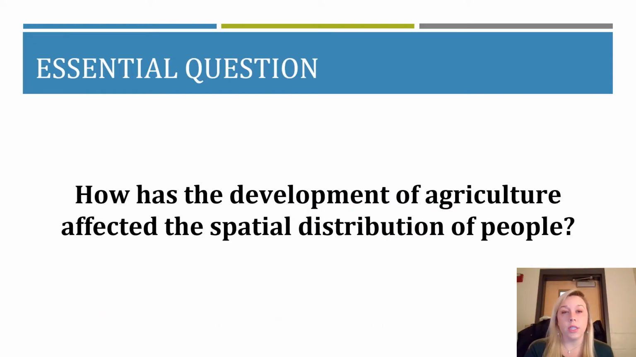So this chapter's essential question is how has the development of agriculture affected the spatial distribution of people? Meaning, how has where we can grow food affected where humans live on this planet? And trust me, there is nothing that has affected where we live more than agriculture.